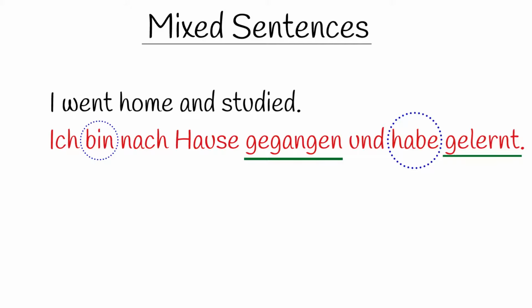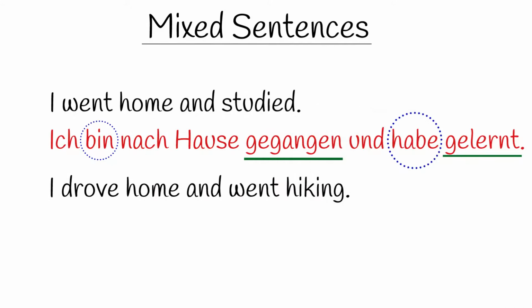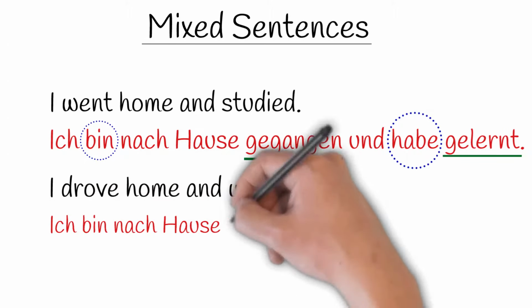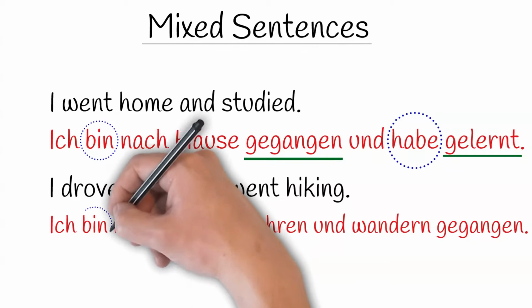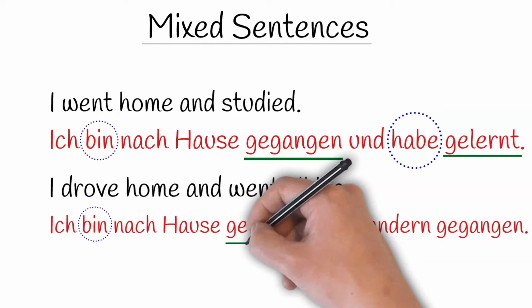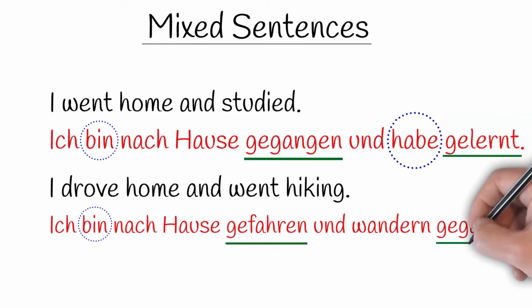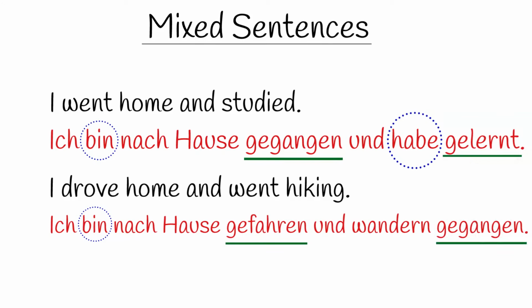Here's the second example. I drove home and went hiking. Ich bin nach Hause gefahren und wandern gegangen. In this example, all you need is the one helping verb, bin, because both verbs are verbs of movement or transition, and so they don't need a separate helping verb.